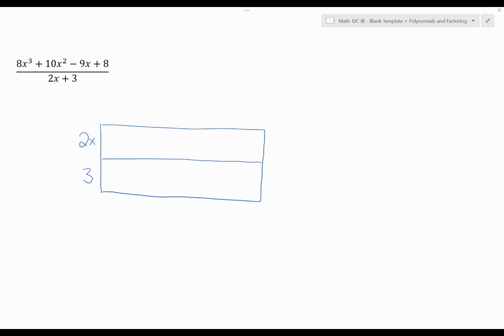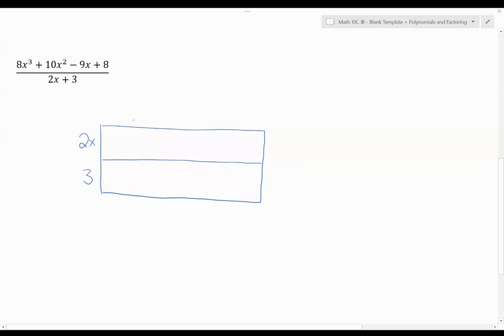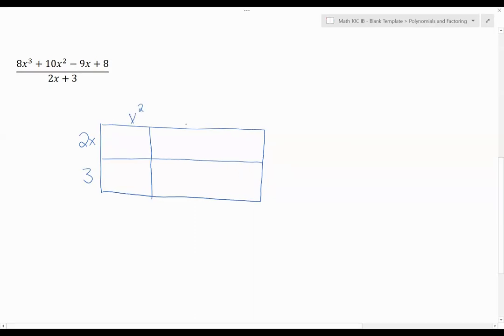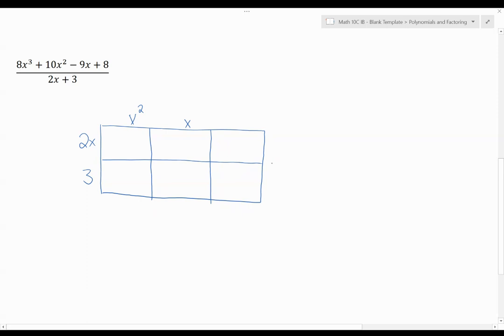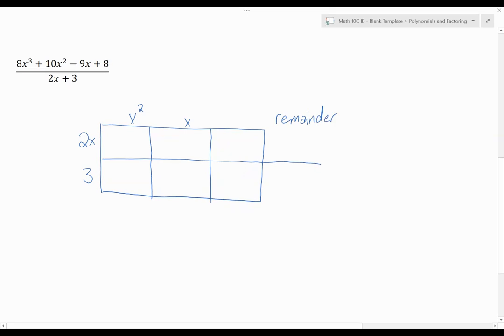What I need to think about for number of columns is what degree do I expect my quotient to have? So if I'm dividing a cube by something linear, degree of 3 divided by degree of 1 is going to give me degree of 2. So I need to have an x squared term. I need to have an x term. I need to have a constant. And then I'm going to have, just kind of off to the side, it's not really its own column, a remainder. So this one is going to be 3 columns plus an extra space for the remainder.